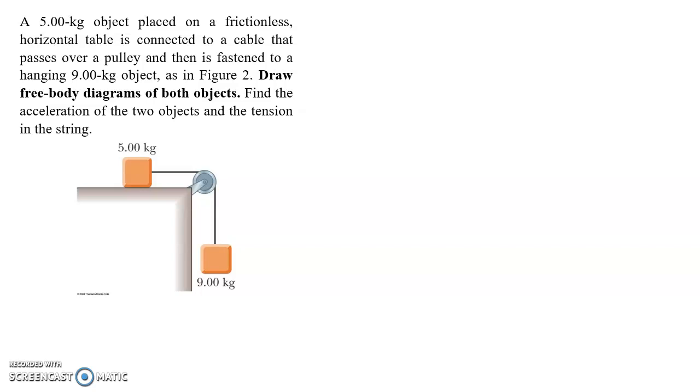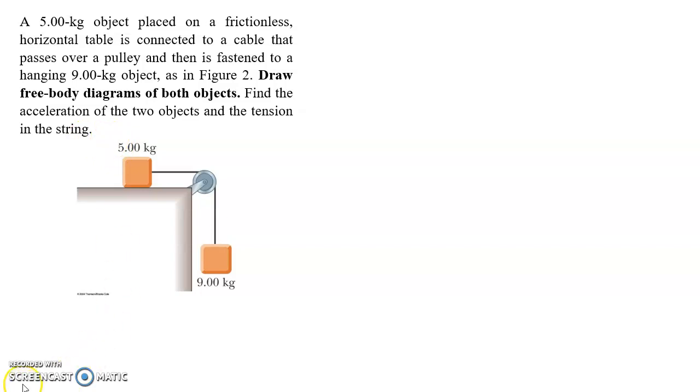Let's take a look at this intermediate level question related to topic 3, the laws of motion. A 5 kilogram object is placed on a frictionless horizontal table, is connected to a cable that passes over a pulley and then is fastened to a hanging 9 kilogram object, as in the figure. Draw free body diagrams of both objects and find the acceleration of the two objects and the tension in the string.